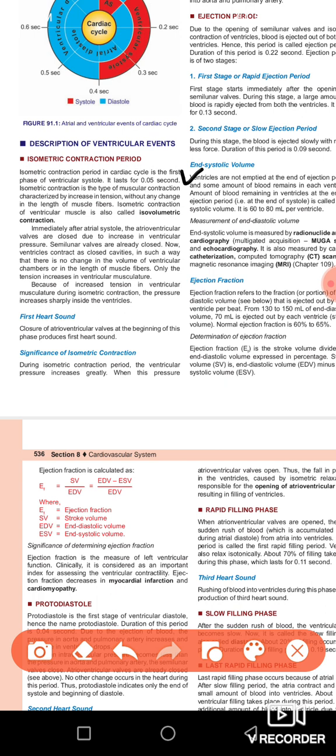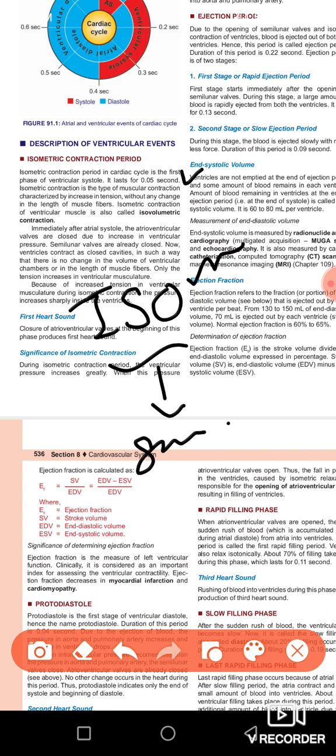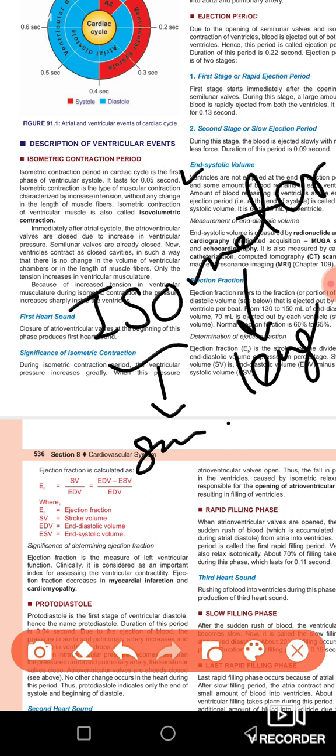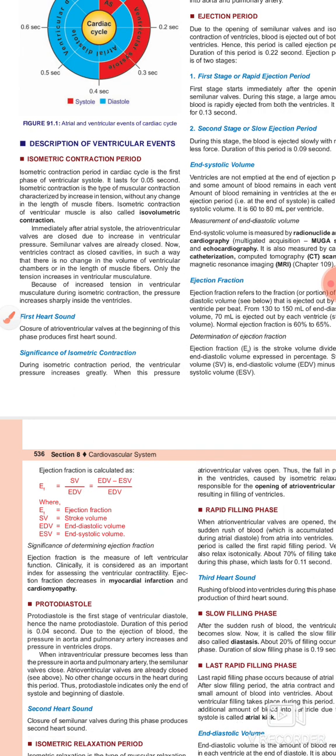So isometric: what is meant by iso? The word iso means same, and the word metric comes from meter, the unit of length. So it indicates that the length stays the same, but the muscles are undergoing contraction. So isometric contraction of ventricular muscles can also be called isovolumetric contraction, meaning the volume also stays the same. If the length is the same, then the volume is not going to change.